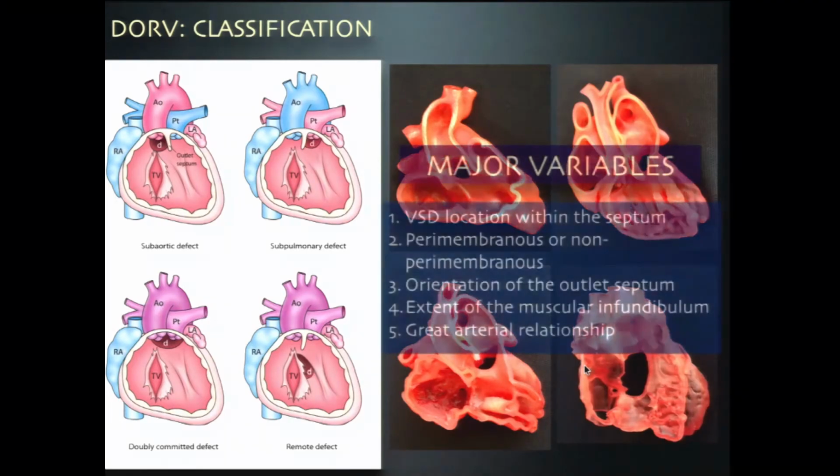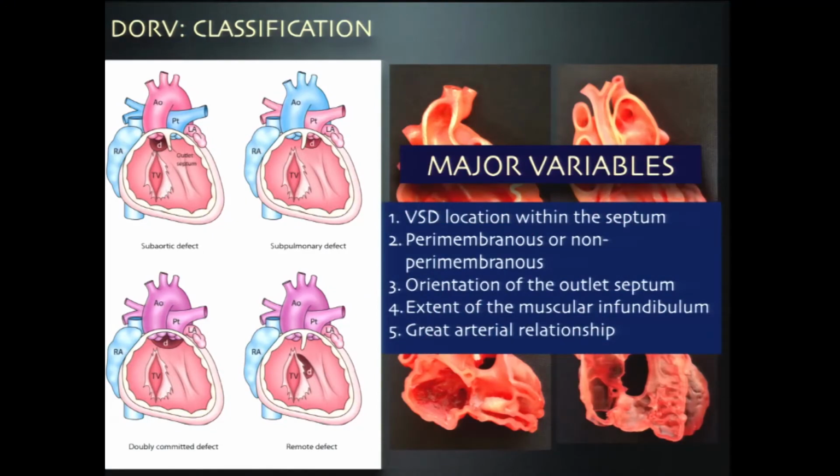In doing so, we need to look at these five variables all the time. The first is to define the VSD within the ventricular septum, which means whether it is inlet, trabecular, or outlet. The second is perimembranous or non-perimembranous. Perimembranous or non-perimembranous is not of academic interest, but more for some insight into the conduction axis. The third is orientation of the outlet septum. And fourth is extent of the muscular infundibulum, and then also great arterial relationship.